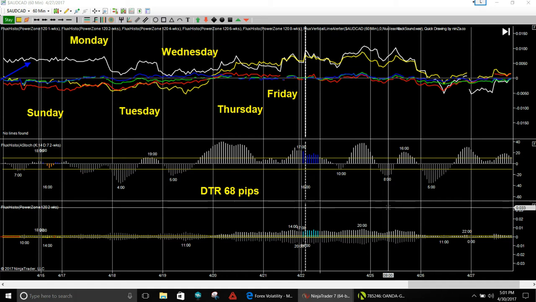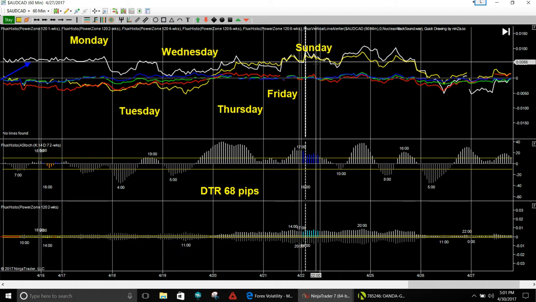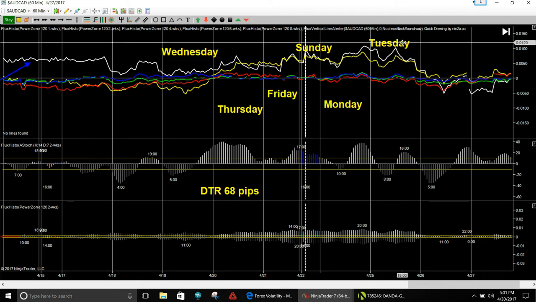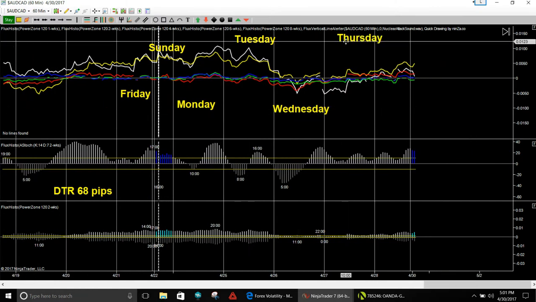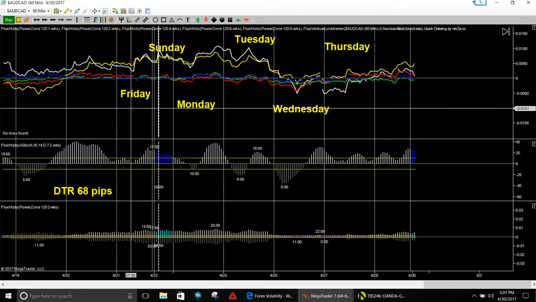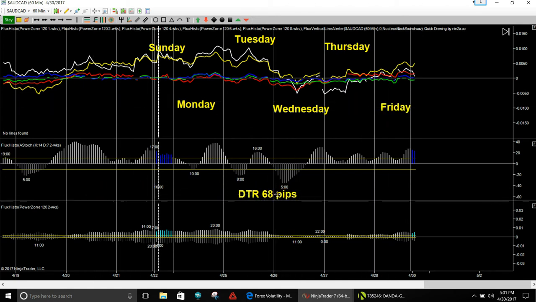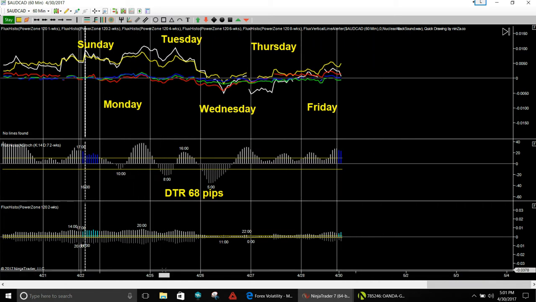Okay, traders. This is the Aussie Canadian. Here's Sunday, so this is all I do. I come over here, Sunday, move it here. That's Sunday, Monday, Tuesday, Wednesday, Thursday, Friday. And the DTR is 68 pips for the daily trading range on this pair. Spread it out a little bit, then I'll do my analysis.